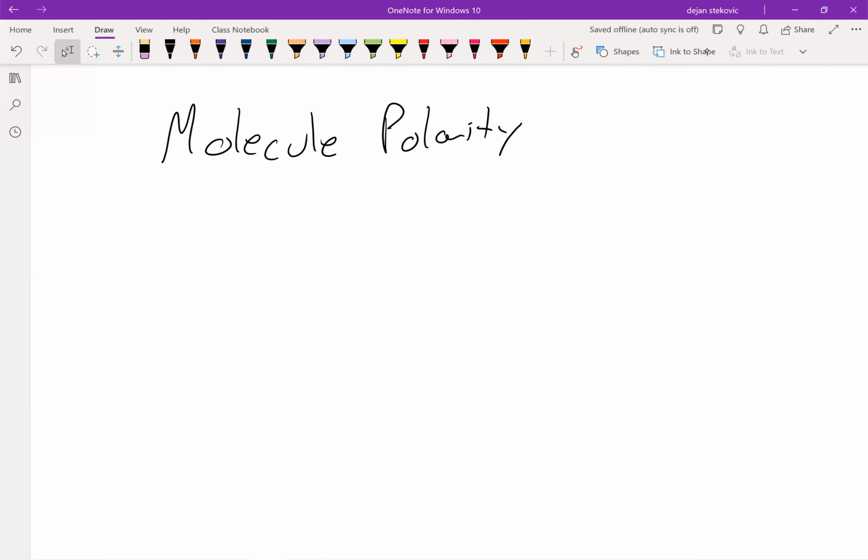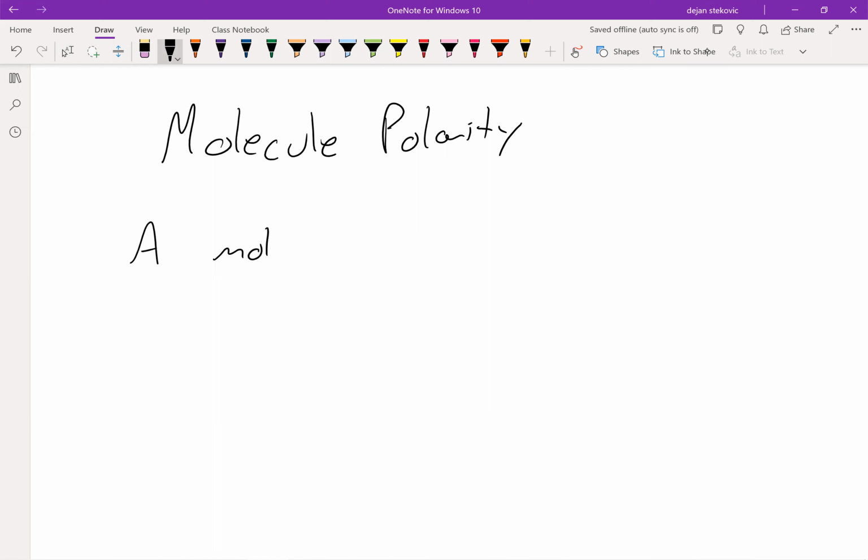All right, so we learned that bonds can be polar or nonpolar, and the same thing with molecules. They can be polar or nonpolar. But just because you have a polar bond does not mean that you have a polar molecule. So let's take a look at molecule polarity.